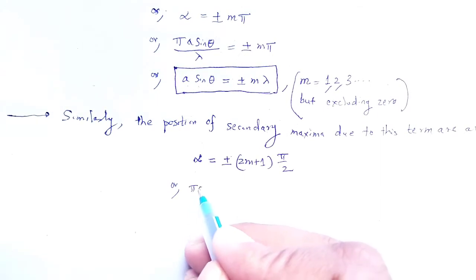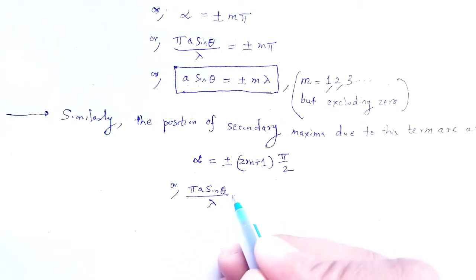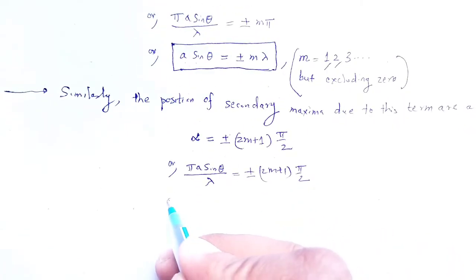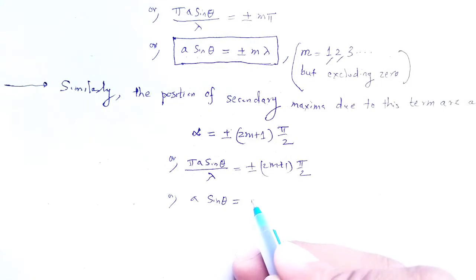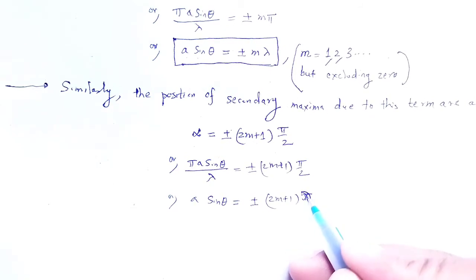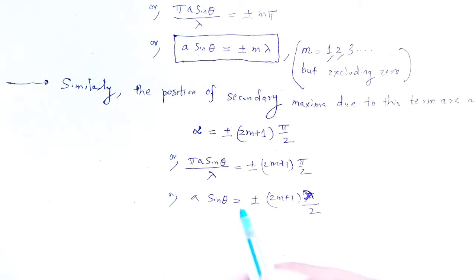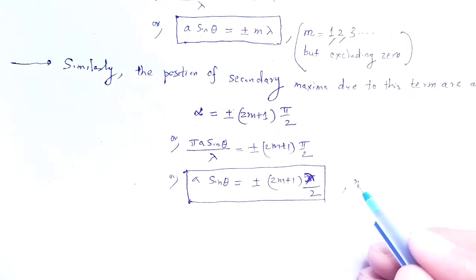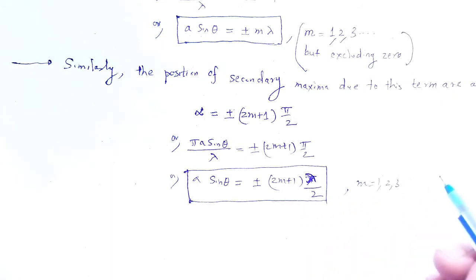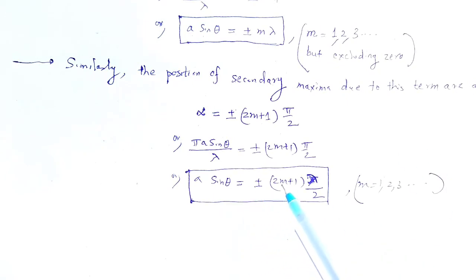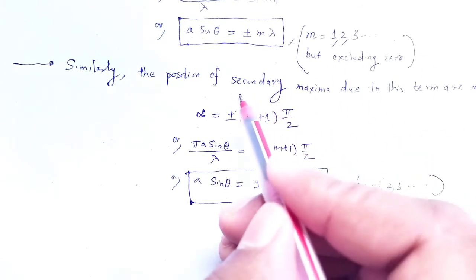Putting the values of alpha, pi a sin theta by lambda is equal to plus minus (2m plus 1) pi by 2. Pi cancels out, so a sin theta is equal to plus minus (2m plus 1) lambda by 2. Again m stands for 1, 2, 3 like this. When the path difference is an odd multiple of lambda by 2, we have secondary maxima.